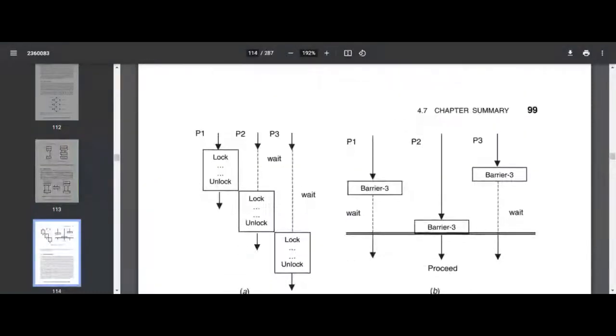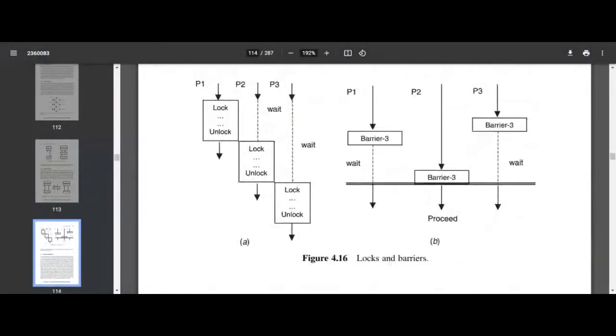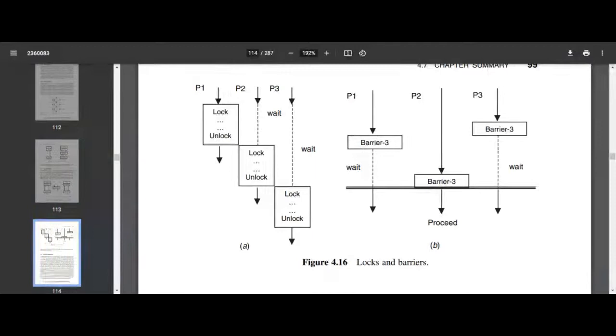In figure 4.16a, which is the next figure, if P1 is accessing a memory, we say the others are in a waiting state until P1 releases the memory module. In part B, we saw that P1 is accessing some memory to do some process, but the others associated with barrier 3 have to wait.